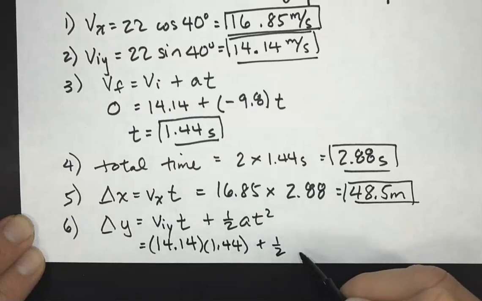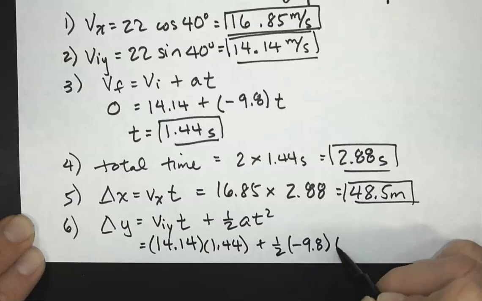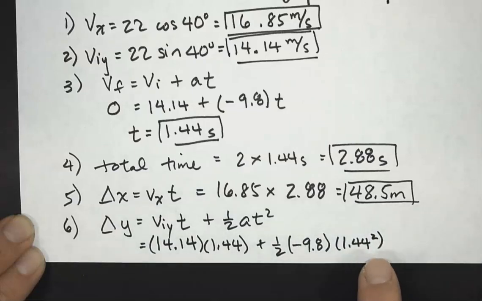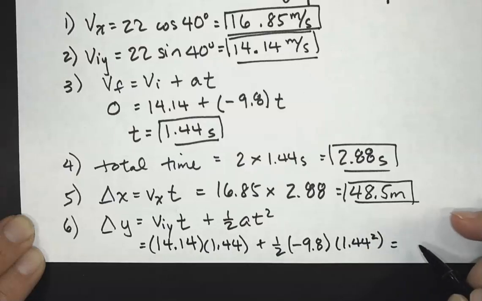Plus 1 over 2 times negative 9.8. And then the time here is 1.44 again. And make sure you square that. Square that first before you multiply it by the negative 9.8. And then we get 10.2 meters.